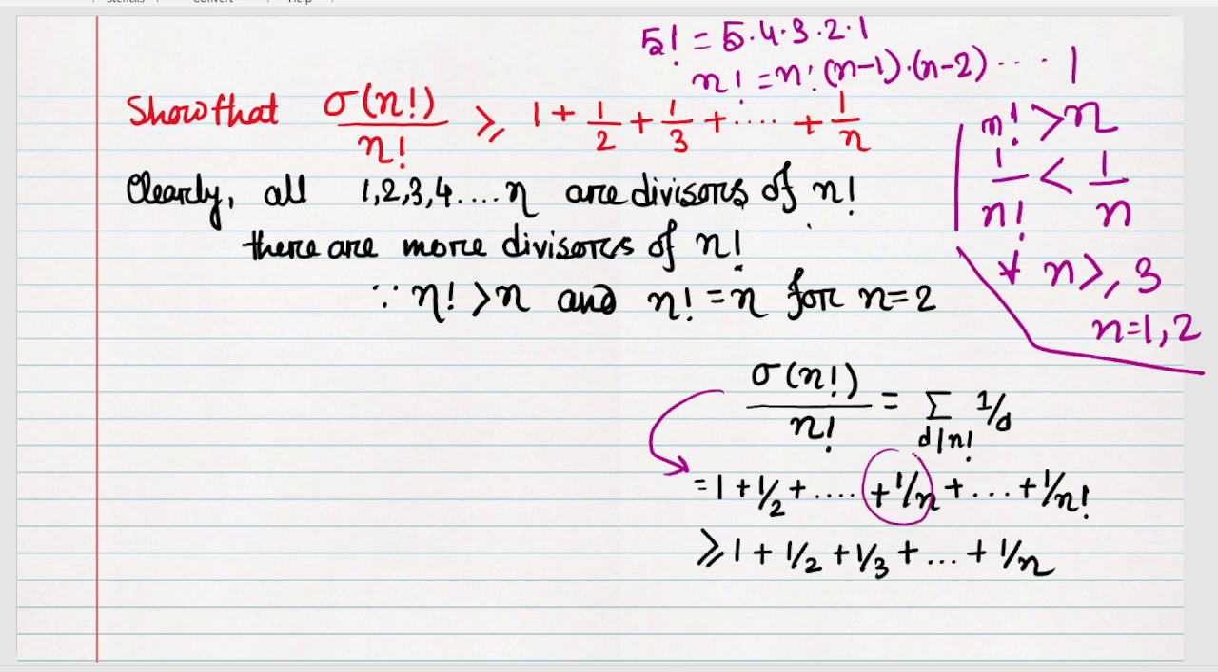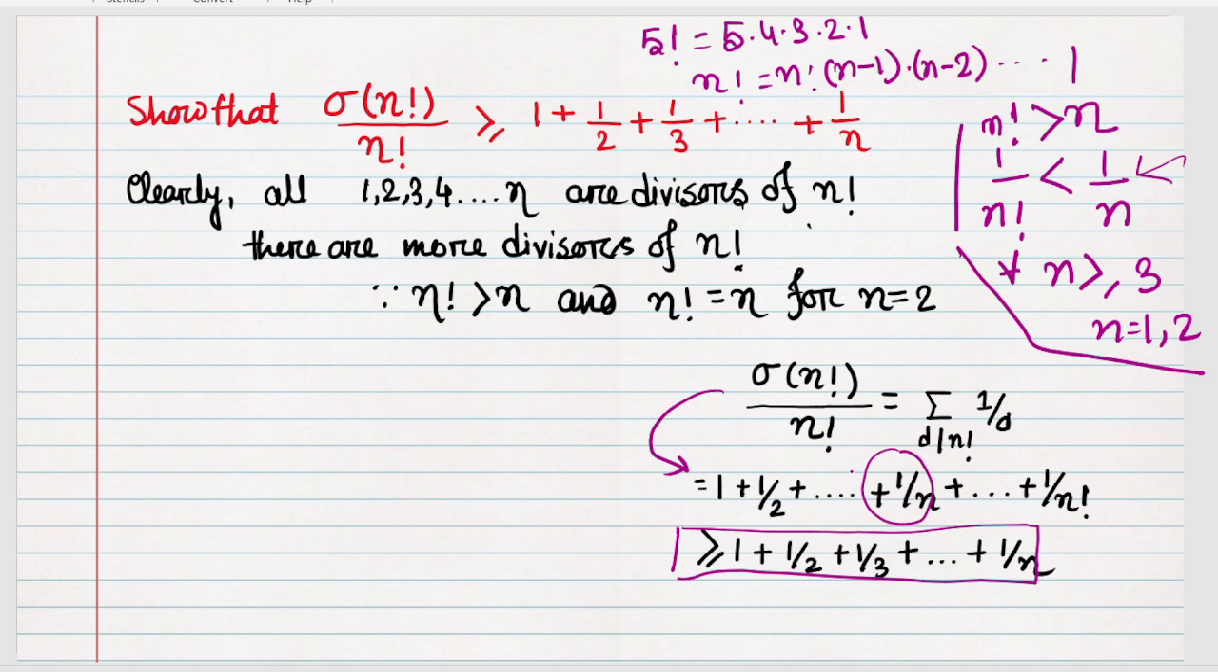Here this arises because in our earlier statement we already wrote that before 1 by n factorial, 1 by n arises. Which is nothing but less than or equal to 1 plus 1 by 2 plus 1 by 3 up to 1 by n, which concludes our proof.